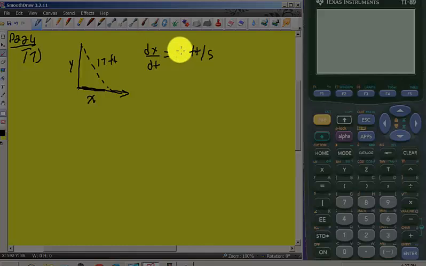It's 5 feet per second. Okay, 5 feet per second. How fast will the top of the ladder be moving down? So they want me to find dy/dt, the change in this, because obviously that's going to be going down. Change in dy/dt.